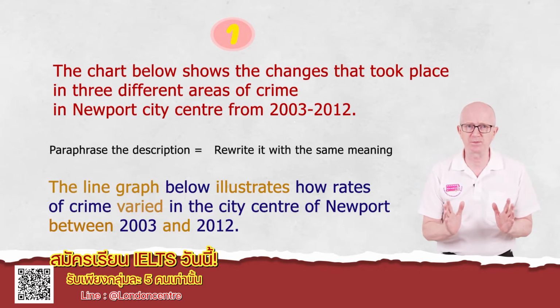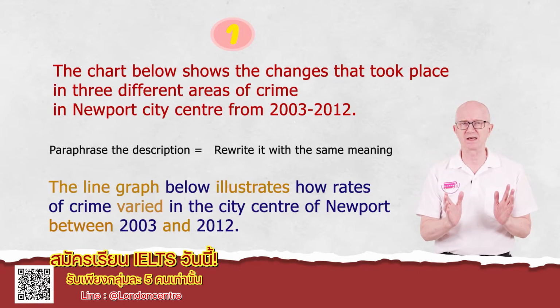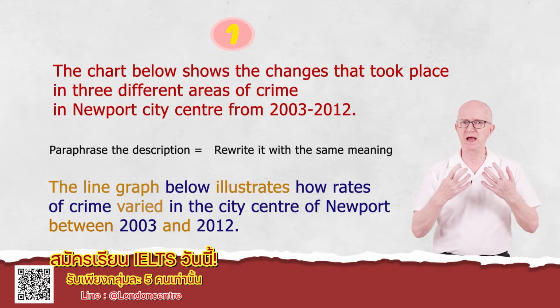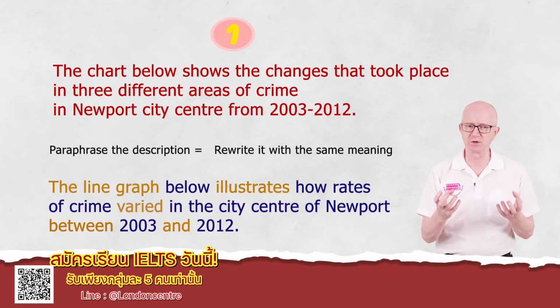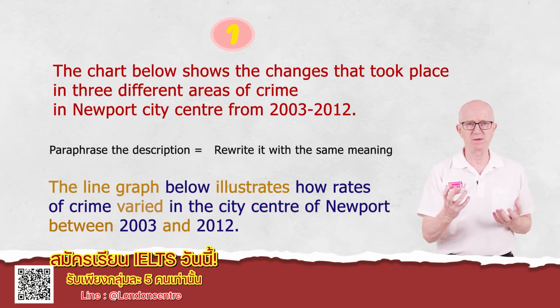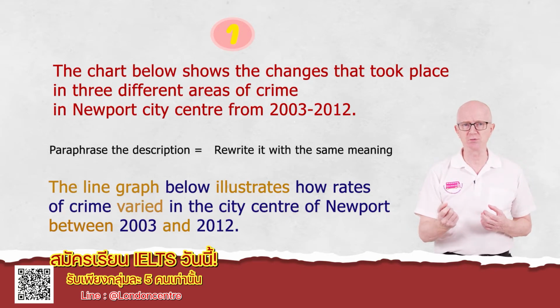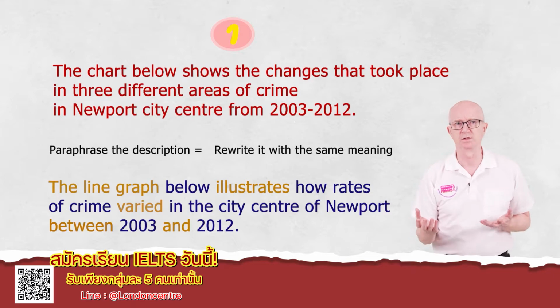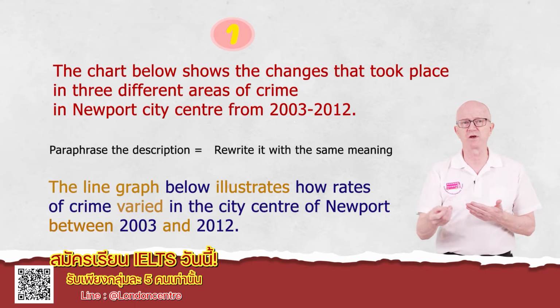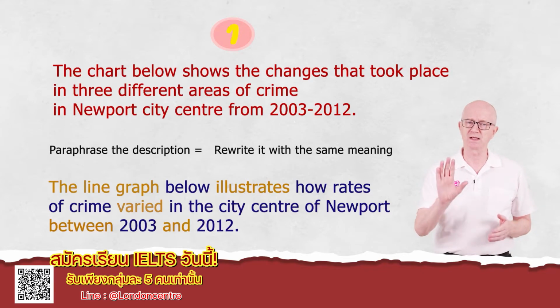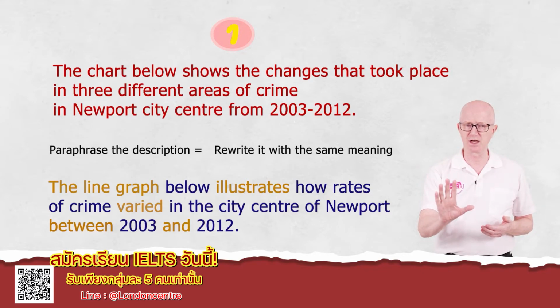So for the first part of an IELTS Writing Task 1 question, we have to rewrite the description. We need to paraphrase the description. What I mean by paraphrasing is we need to rewrite it using the same meaning. We need to change the vocabulary or put the words in a different order. Okay, so let's look at the example that I've done here.